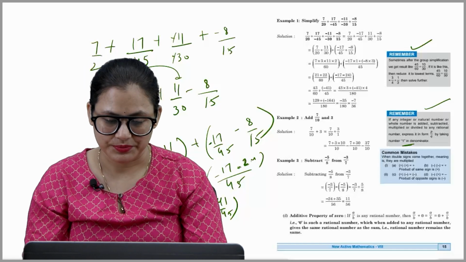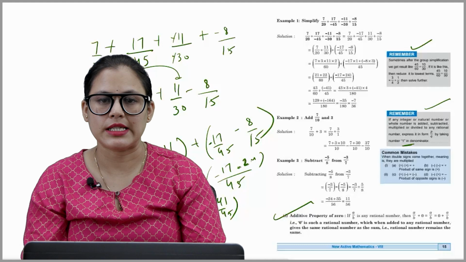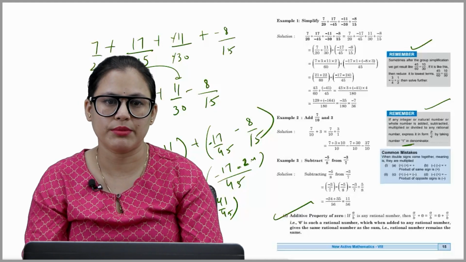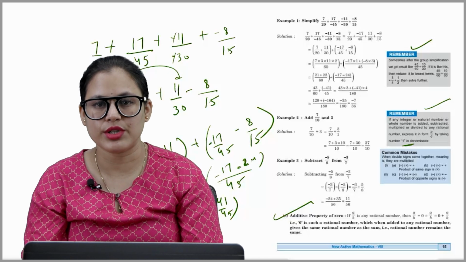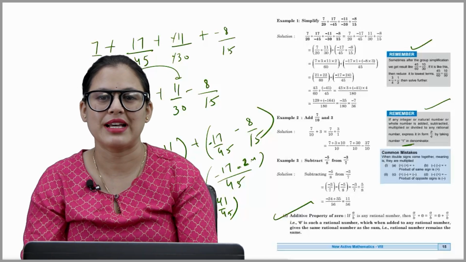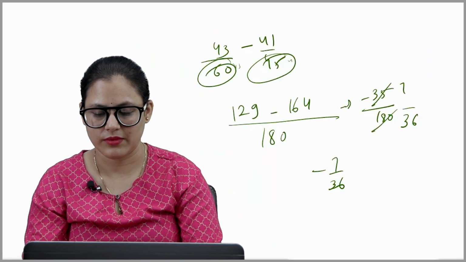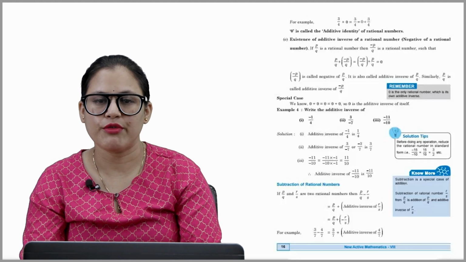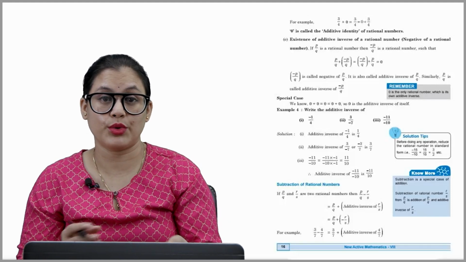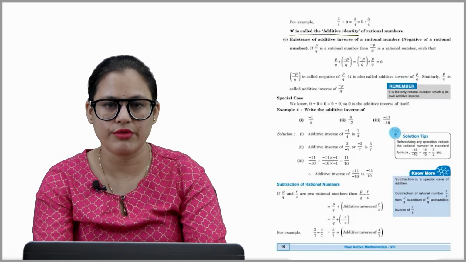Number 4, additive property of 0. If a by b is any rational number, then a by b plus 0 is equal to a by b, which is equal to 0 plus a by b. That is, 0 is such a rational number which when added to any rational number gives the same rational number as the sum. That is, the rational number remains the same. For example, 3 by 4 plus 0 is equal to 3 by 4, or you write 0 plus 3 by 4, the answer is the same, that is 3 by 4. So 0 is called the additive identity of rational numbers.